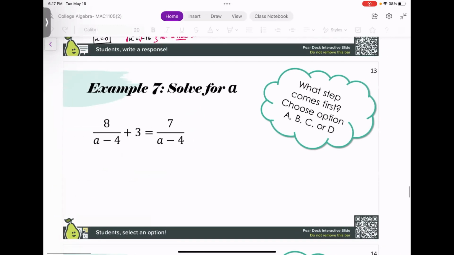This is a problem that is very much like one of the ones that I introduced yesterday, talking about what the first step should be. I'd like you to go on, advance the slide, and tell me what would be the first thing you would do to solve this equation. This is not one I'm grading for correctness. I just want to see what you guys got going on here.